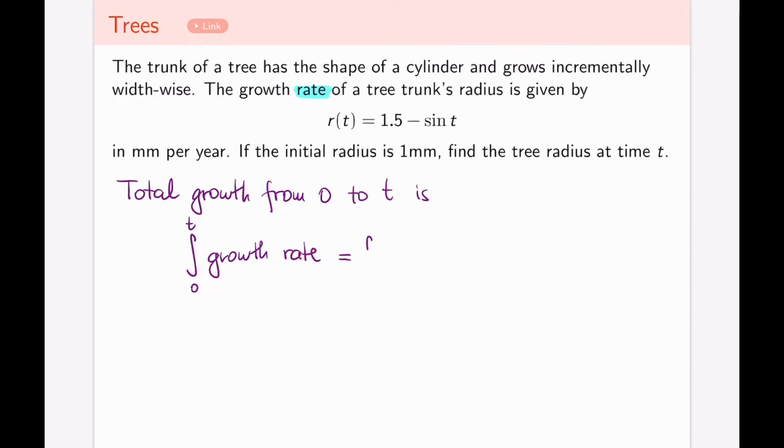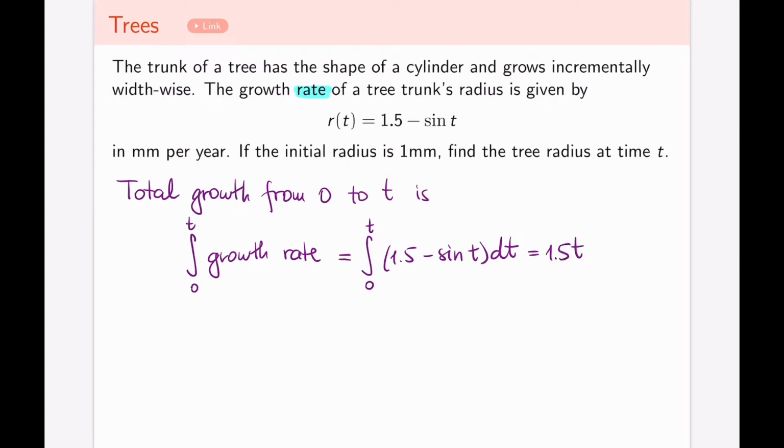Now, the next step is the simple anti-differentiation. So here, I'm going to take the antiderivative of 1.5 minus sine t, and for that, I need to remember some antiderivatives of these functions.